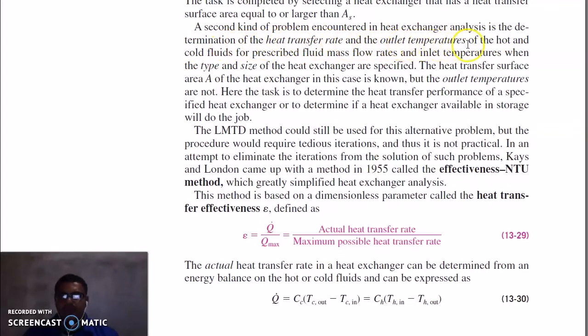and the outlet temperature of hot and cold fluids for prescribed fluid mass flow rates and inlet temperature, where the type and the size of heat exchanger are specified. So the heat transfer surface area A of the heat exchanger in this case is known, but the outlet temperatures are not. Here the task is to determine the heat transfer performance of a specific heat exchanger, or to determine if a heat exchanger available in storage will do the job.